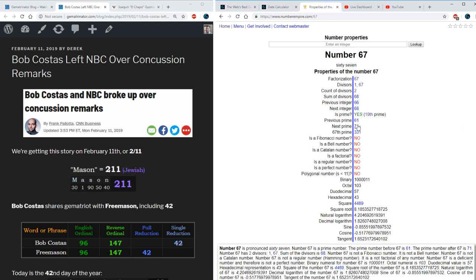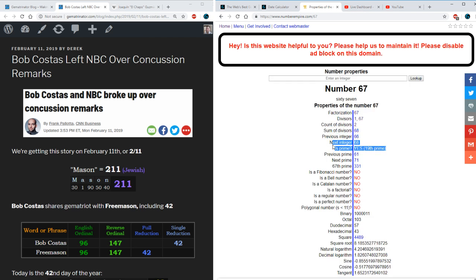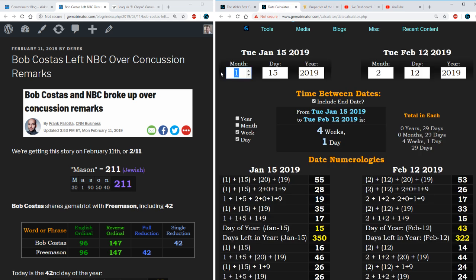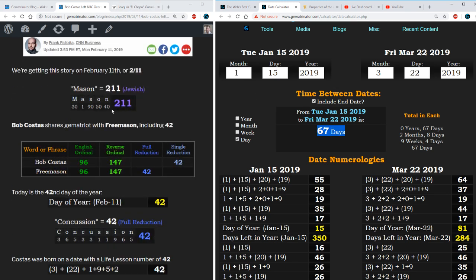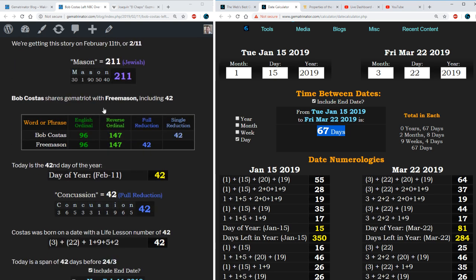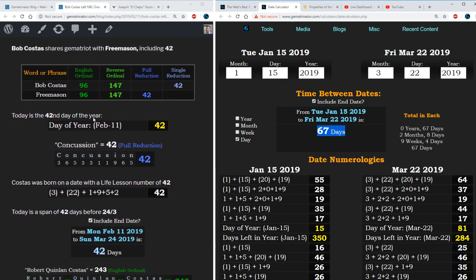Now, the 19th prime number is 67. On the date Bob Costas retired from NBC, he was a span of 67 days before his 67th birthday. So his retirement was completely by the numbers, and so is this story.